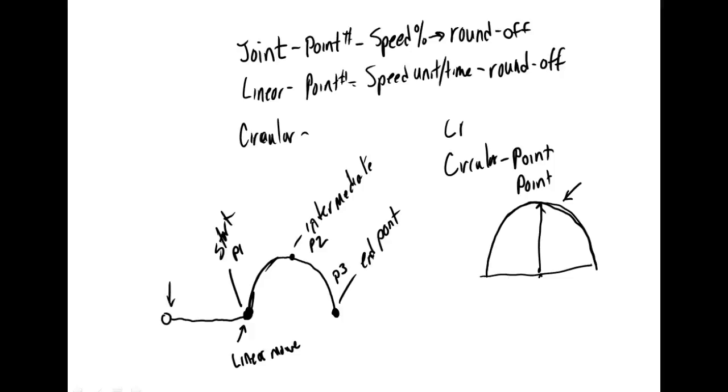Now, on the Motorman, you're going to put 3 consecutive circular instructions. So once you get here with a linear move, then you're going to teach a circular move for point 1. And then you're going to do another circular move, and you're going to teach what? Point 2. And then you're going to do another circular move, and you're going to teach point 3. That make sense?